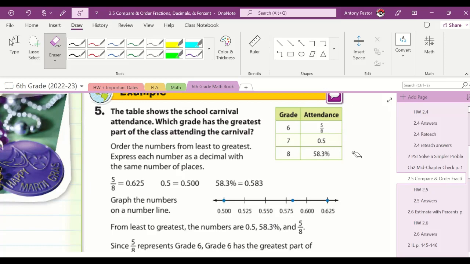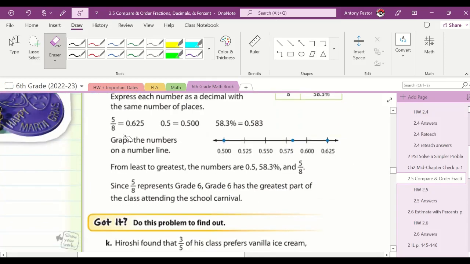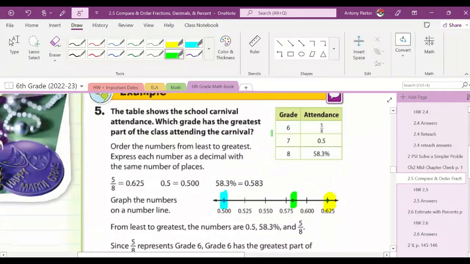Now, they've already graphed it for us in this example. They figured out that 5/8 is 0.625. If you divide 5 by 8, you get 0.625. Therefore, 6th grade is graphed right here on the number line. 7th grade is 0.5, and it's going to be graphed right here on the number line. And 8th grade is 58.3% right here on the number line. Therefore, 6th grade has the largest part of their class attending the carnival, and 7th grade actually has the least amount of students showing up for the carnival.